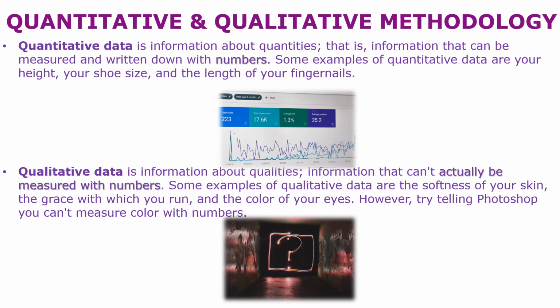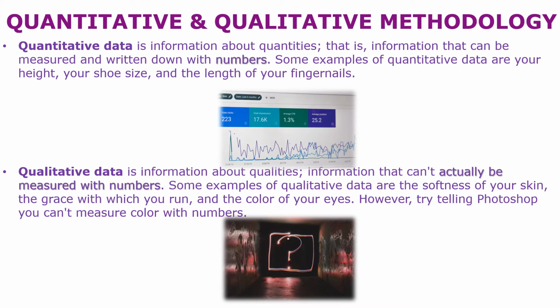So that is information that can be measured and written down with numbers. So quantitative numbers, right? Some examples of quantitative data are your height, your shoe size, and the length of your fingernails. You can measure this, right? Your height in inches, centimeters, meters; shoe size, maybe a size 10, size 11, 8. So there's a number. And length of fingernails, once again, you can measure it in inches, centimeters, meters. So quantitative has to do with numbers, right?